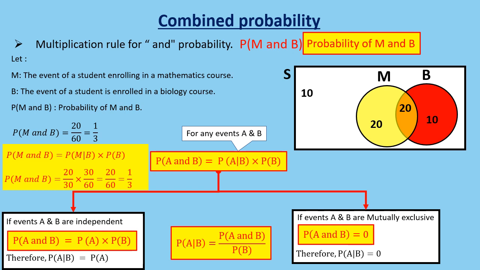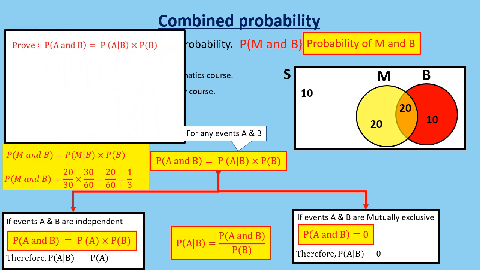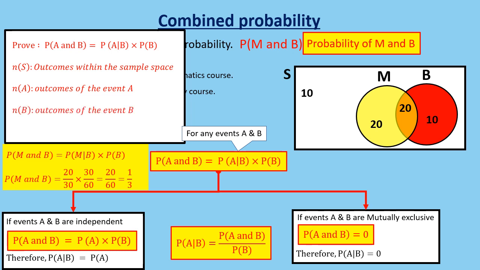Before we move on to the next step, I want you to prove that rule, and as a hint, use n(S) to represent the total number of outcomes within the sample space, n(A) to represent the total number of possible outcomes of the event A, n(B) to represent the total number of possible outcomes of the event B, and n(A intersection B) to represent the total number of possible outcomes if the events A and B happen together.